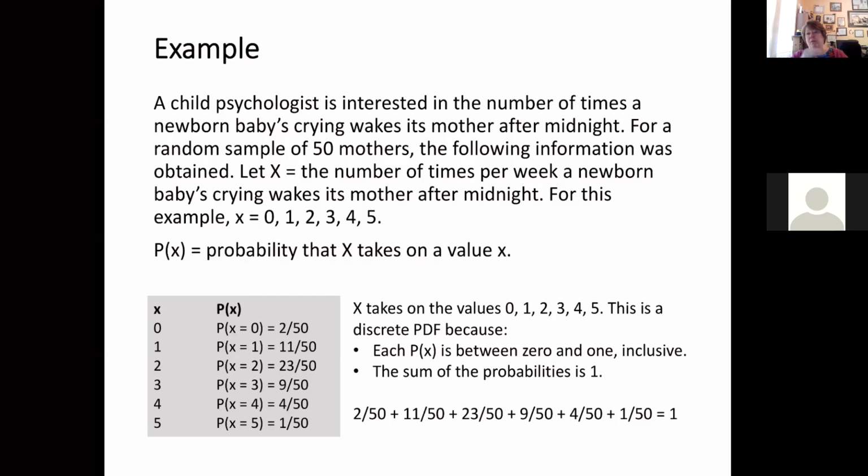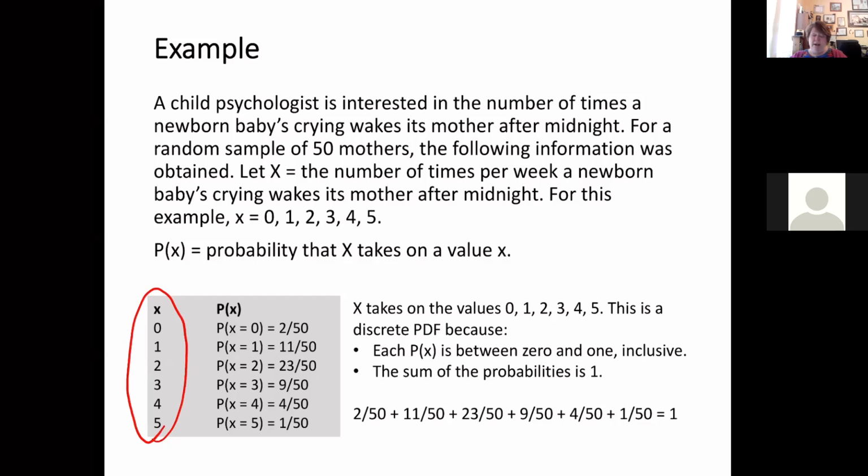So over here, we've created a table. Our psychologist looks at the random variable and the different values that the random variable can take on. And that's this over here. So no mother told the child psychologist that the baby woke them more than 5 times. 5 was the maximum number of times during the week. Lucky mom. Anywho, now the second column is the probabilities that we get this value for our random variable.